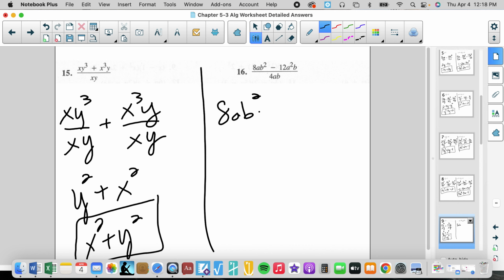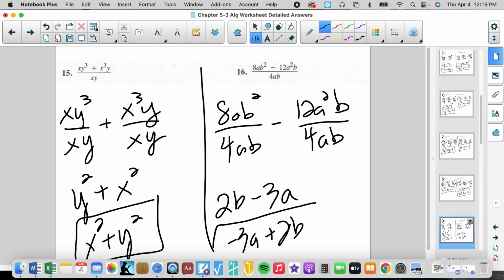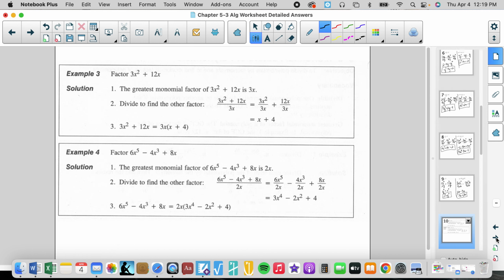8ab squared minus, sorry, not in standard form, 4ab minus 12a squared b. That's why it's not in standard form. So 8 and 4 makes 2. A's cancel. B squared over b gives me 2b. Negative 3a. And so I would rewrite it as negative 3a over 2b would be my final answer in standard form.